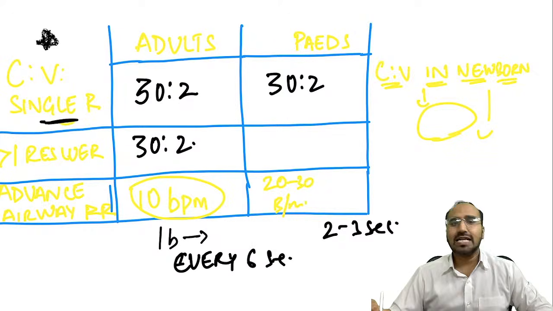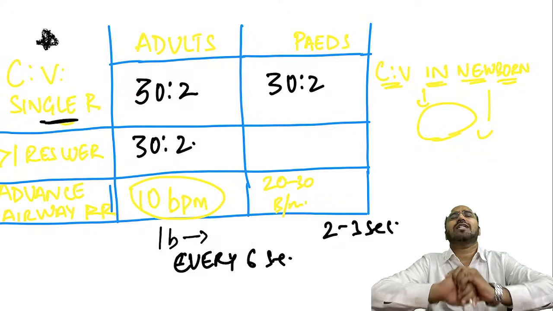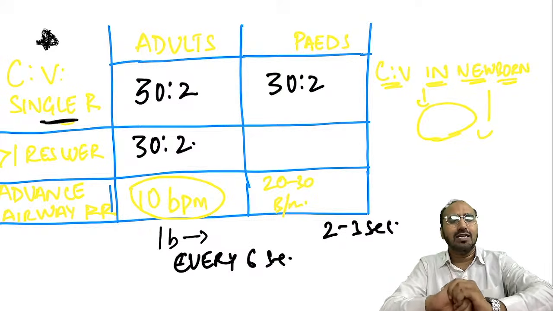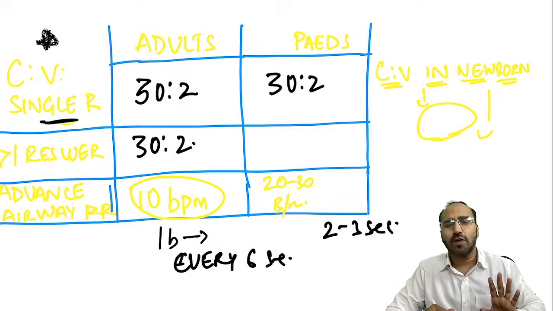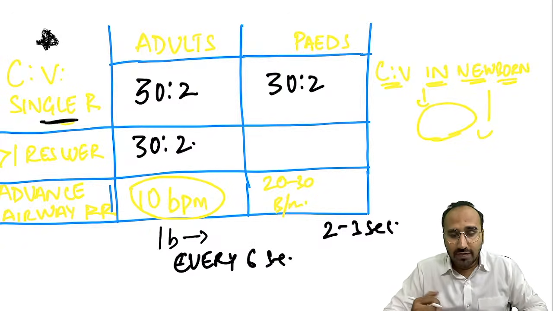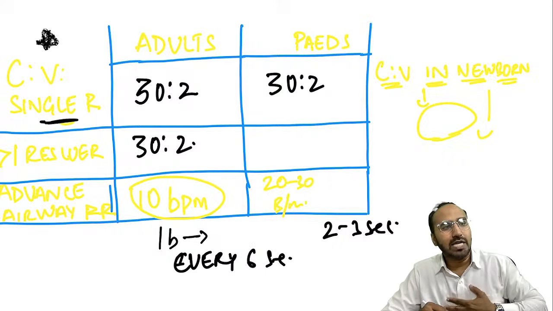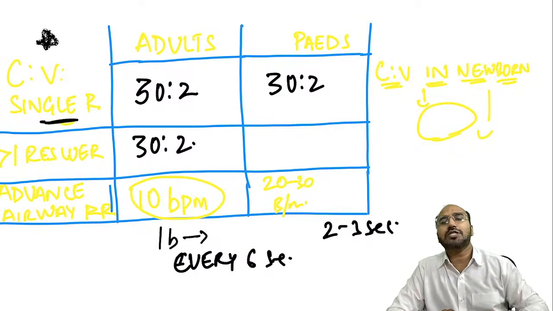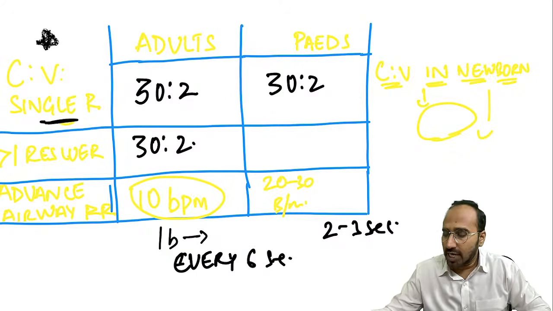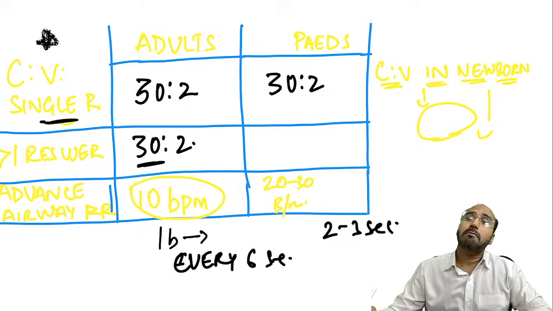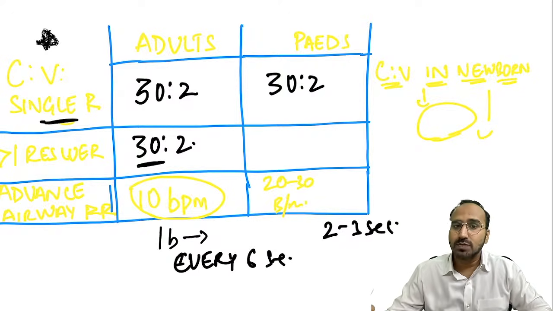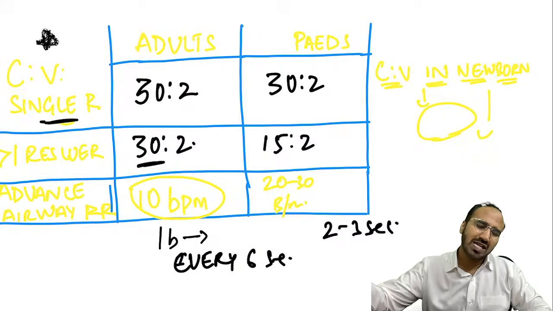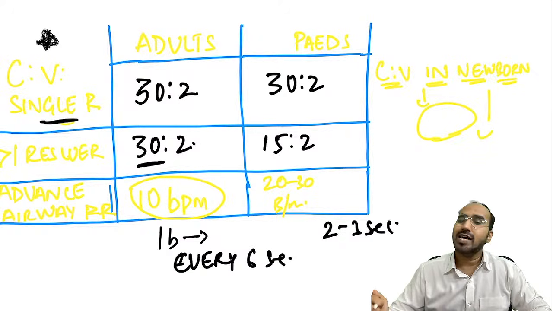If there is a single rescuer, that is, I am the only one who is rescuing, whether it is an adult or pediatric, 30:2 is the ratio that I will follow. Okay? But if there is more than one rescuer, I am there, my friend is there, one is giving compressions, the other is giving rescue breaths, then in adults we follow the same 30:2. But in pediatrics with more than one rescuer, the ratio changes to 15:2. Why? Because pediatric patients have a higher respiratory rate.